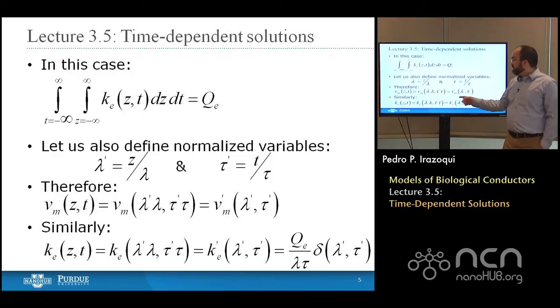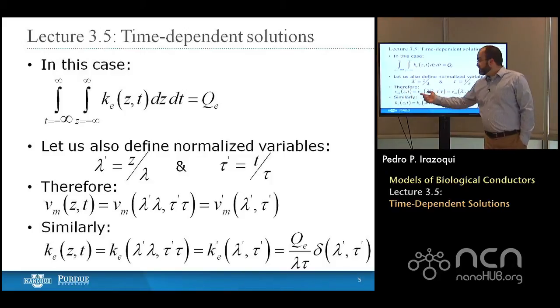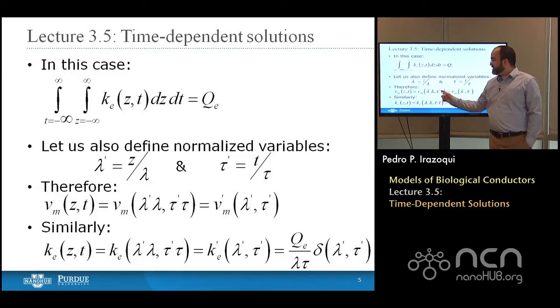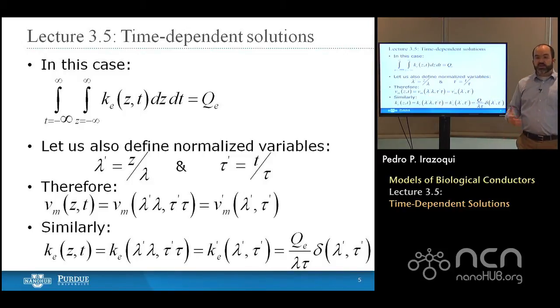and tau prime. Tau prime is tau over tau, which is 1 times t, which is just t. So this is exactly the same thing. But if we write it in this fashion, then we can say that because lambda and tau are constants, a function of a constant isn't really a function at all, so we can drop those and say that the membrane voltage Vm prime is a function of lambda prime and tau prime. And that becomes useful in helping us to solve the equation.